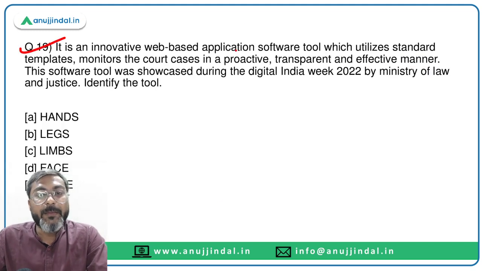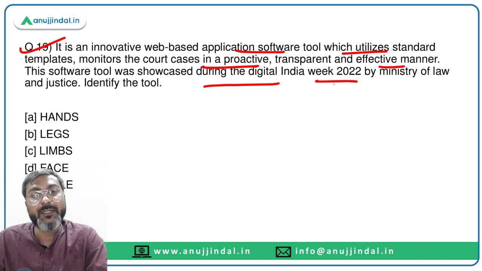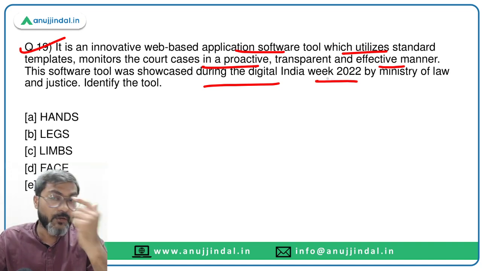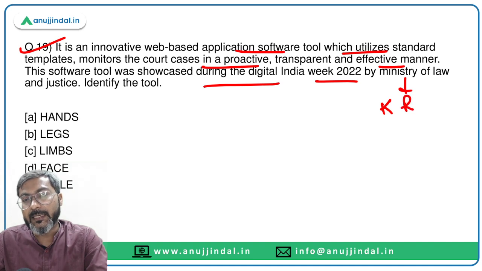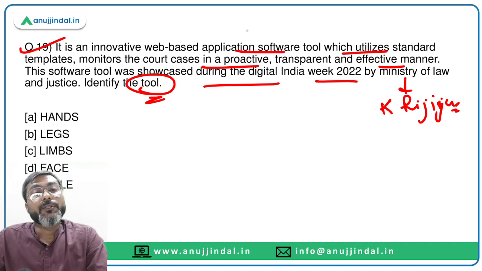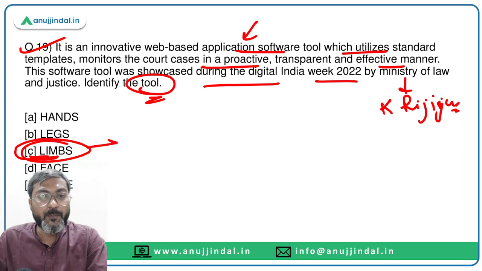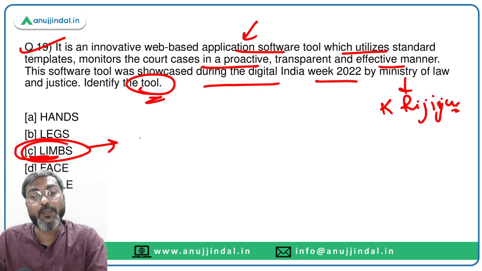It is an innovative web-based application software tool which utilizes standard templates and monitors the court cases in a proactive, transparent and effective manner. This software tool was showcased during the Digital India Week 2022 by the Ministry of Law and Justice, which is headed by Mr. Kiran Rijiju. Kiran Rijiju is the minister. So you have to identify this tool, right? So remember, the name of the tool, guys, is LIMS. LIMS is the name of the portal, or you can say the software tool.